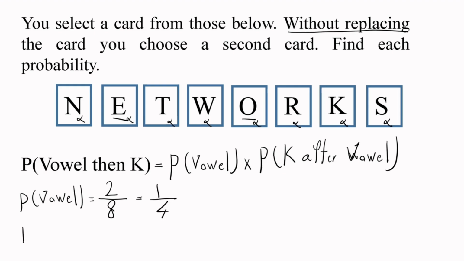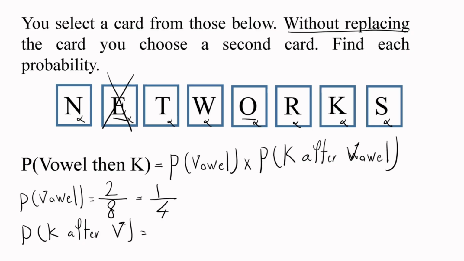Okay, the difficult part, which is not difficult. P of K after a vowel. I'm going to show that with V. Assume that I already picked one vowel. It can be E or O. I'm going to eliminate E. In this case, I'm going to find the probability of K.